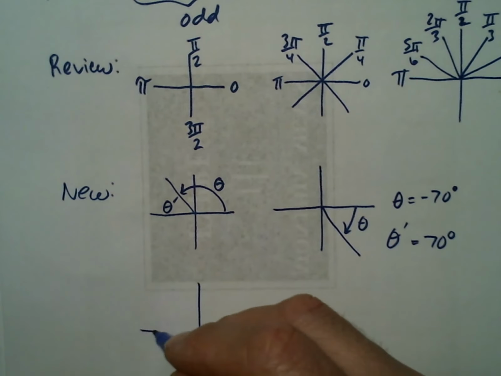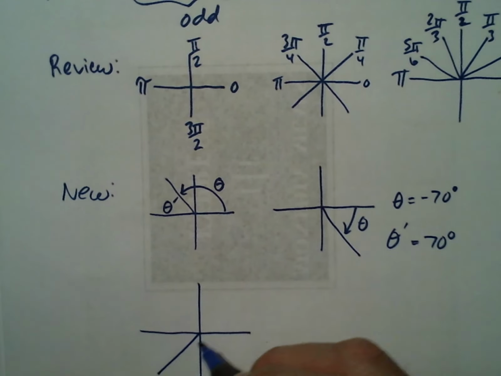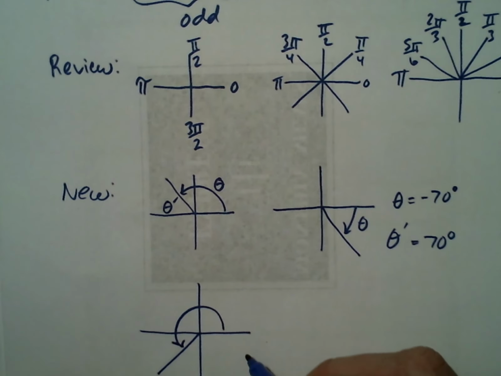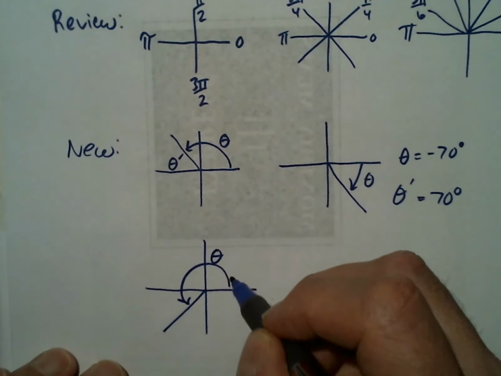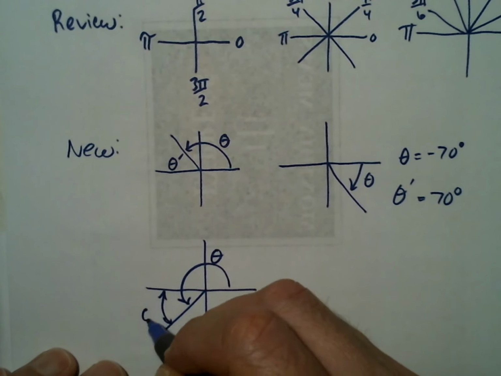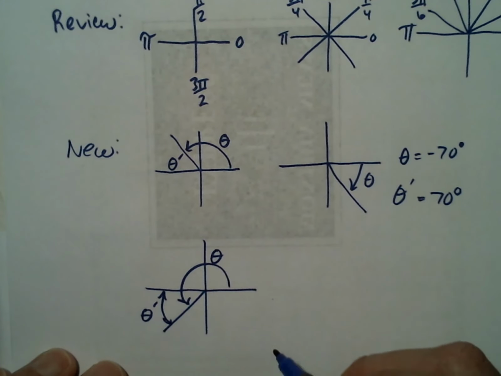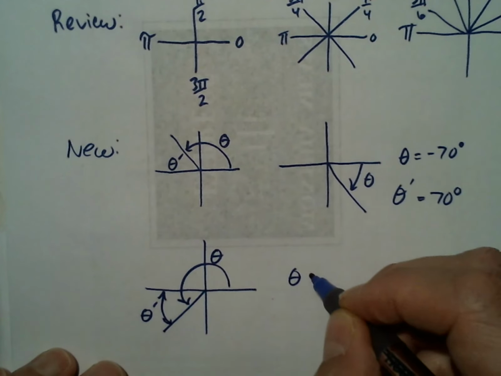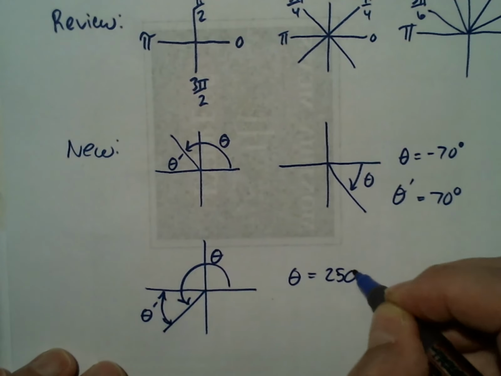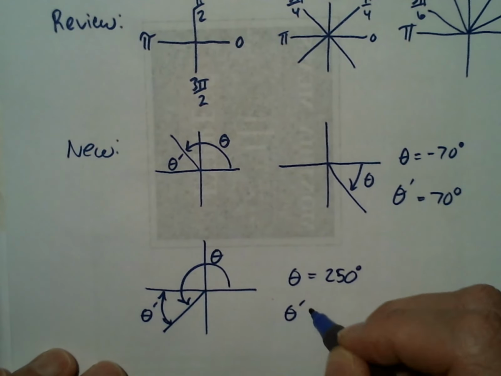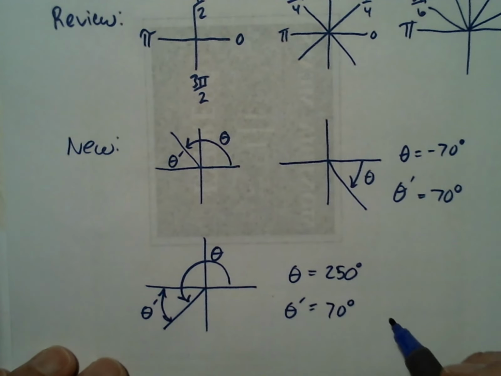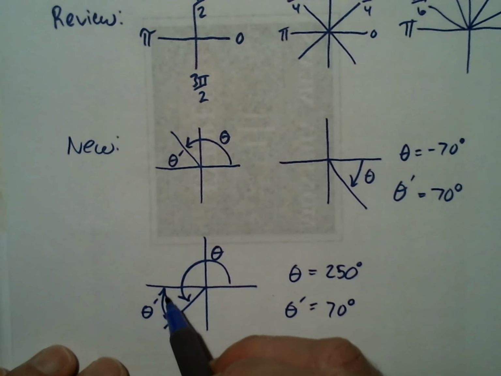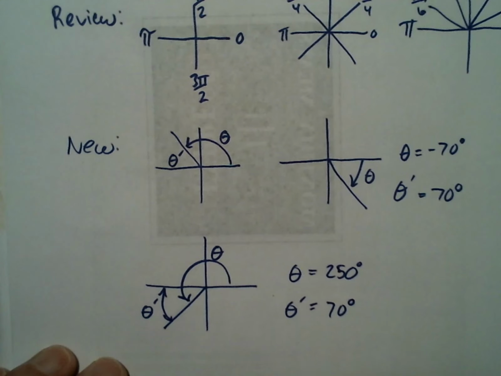And here we have an angle all the way over there, and if that's theta, then this is the reference angle, and if theta is 250 degrees, then the reference angle is 70 degrees, because we would go 180, and then what is that angle? It's 70 more than 180.